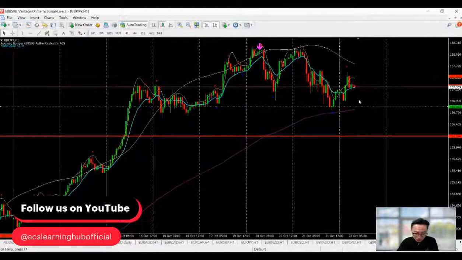So pound yen, we can also take note. Make sure that the entry point is sharp enough. Please make sure for pound yen.